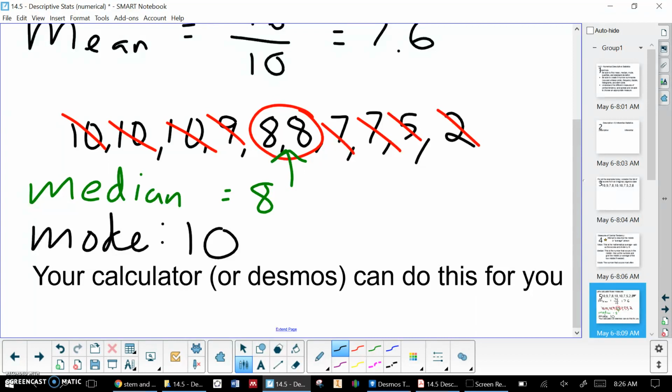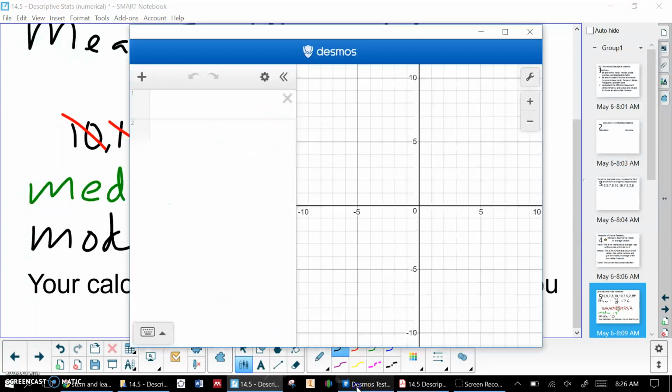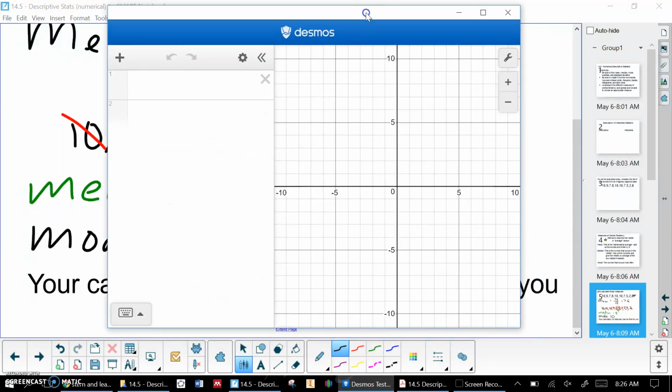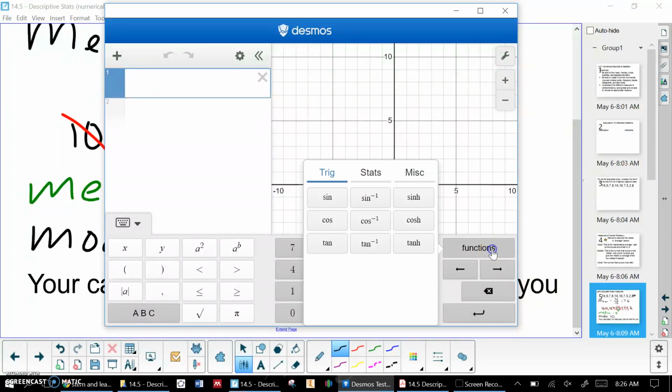Now, that's kind of annoying, and you definitely have done that for years and years. So let's just let our calculator do that for now. Let's pop up Desmos. I have the test mode here so you can see exactly what you'd be able to do on a test. All the functions you want for statistics are under the stats menu, and right off the bat we've got median, mean, min, max. We don't have mode, but that's not so bad.